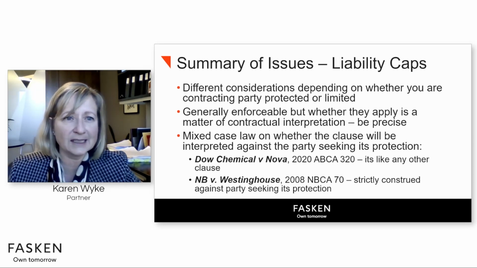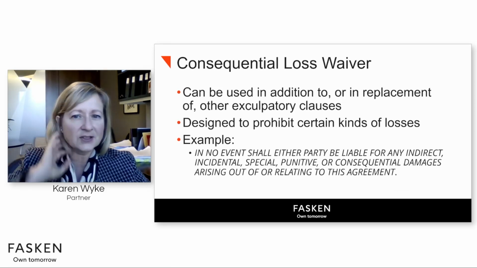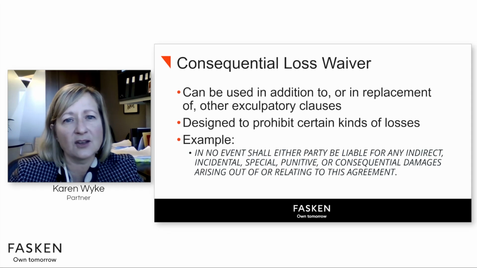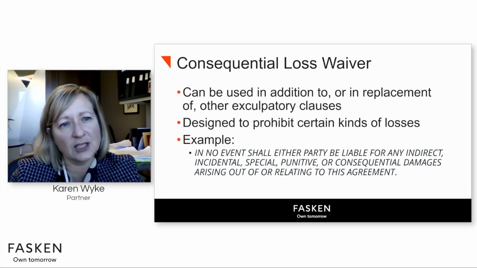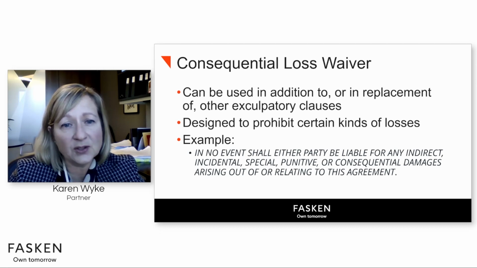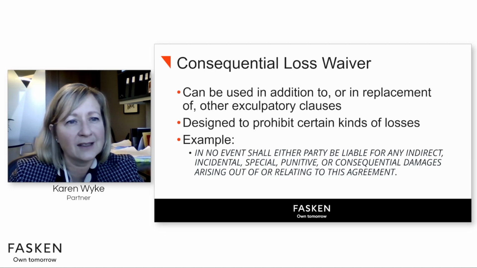So moving on to consequential loss waivers. A consequential loss waiver is another form of limitation on liability. Of course, it limits the kind of losses that can be recovered as opposed to the amount. They can be used in addition to or in replacement of other exculpatory clauses. I see in construction contracts particularly, I see both generally.